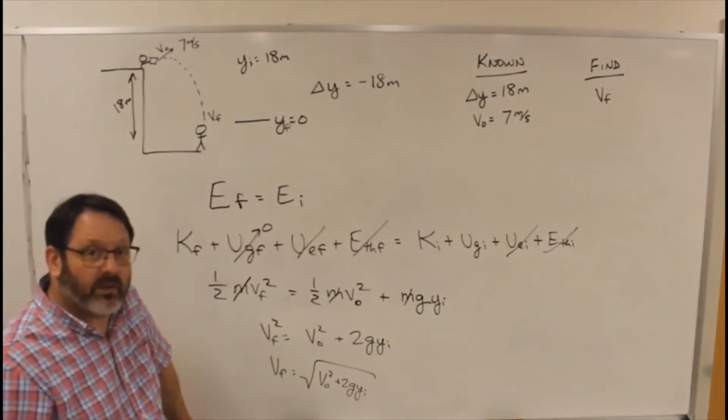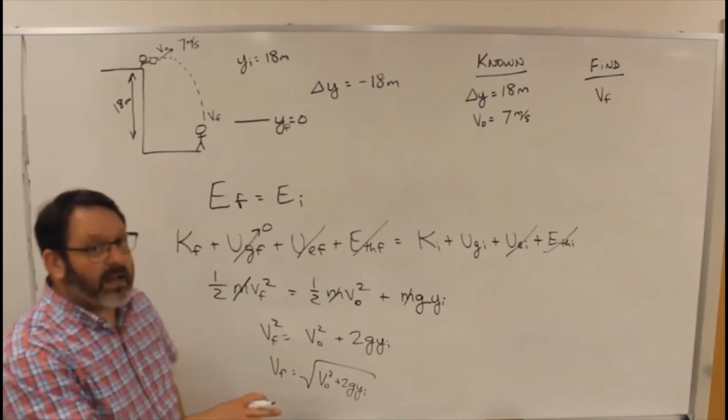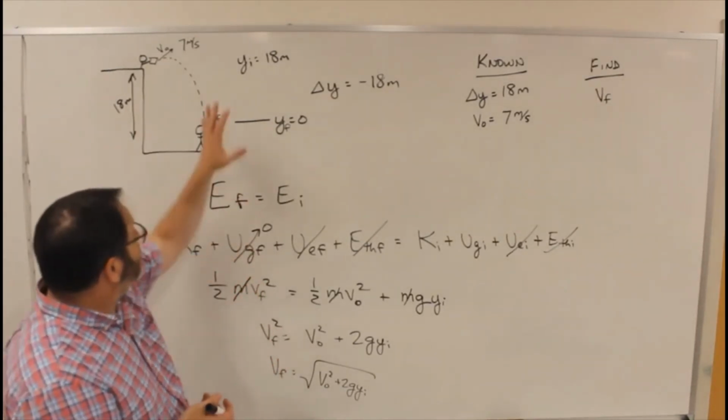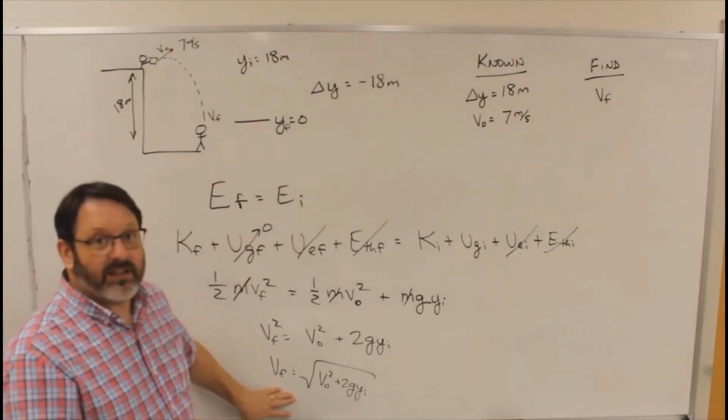When we did this with kinematics, we had a lot of sines and cosines in here. If you look at it from energy, you don't need any of that.